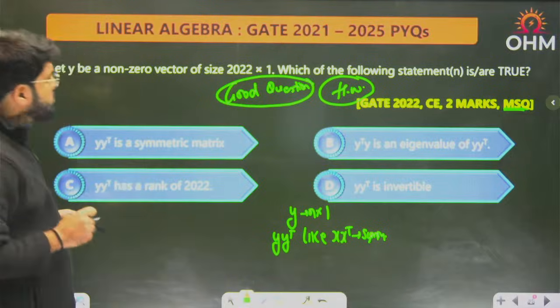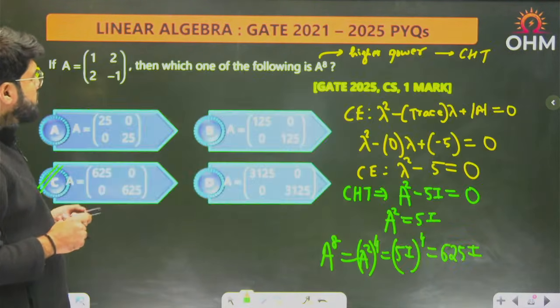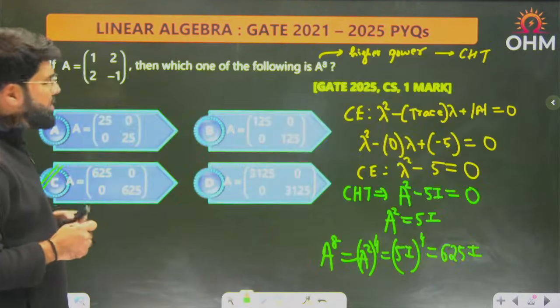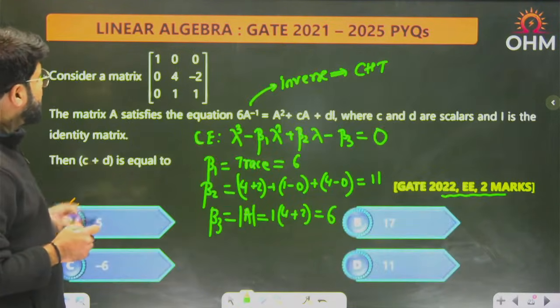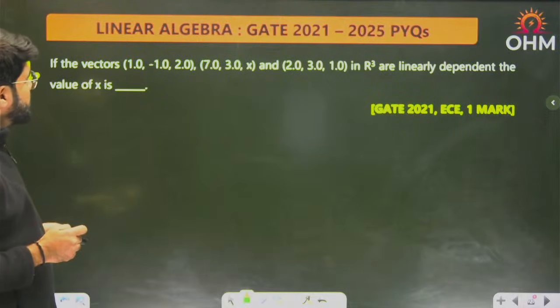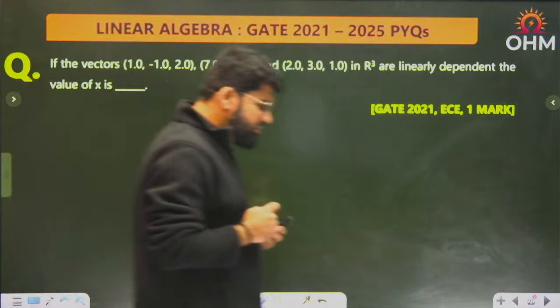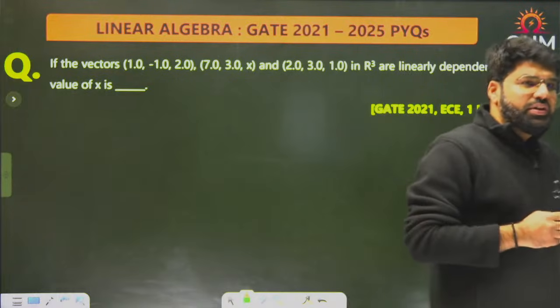Now, this was the question on Cayley-Hamilton. I have already taken it earlier. This was done. Here it is, Cayley-Hamilton. I already told you this was also a Cayley-Hamilton based question. Now, GATE 21 EC 1 mark question.